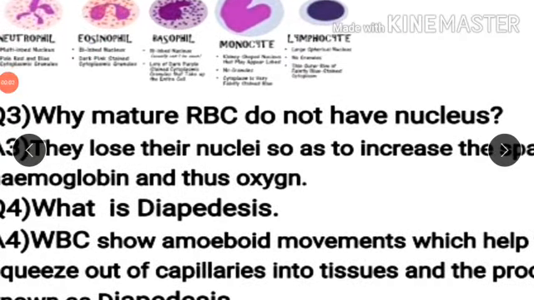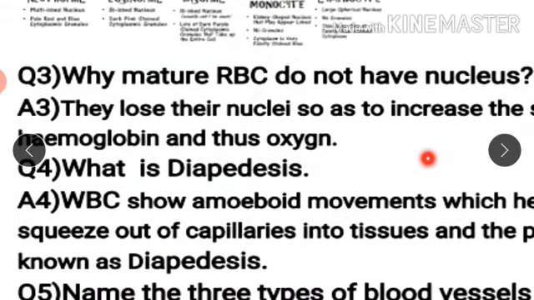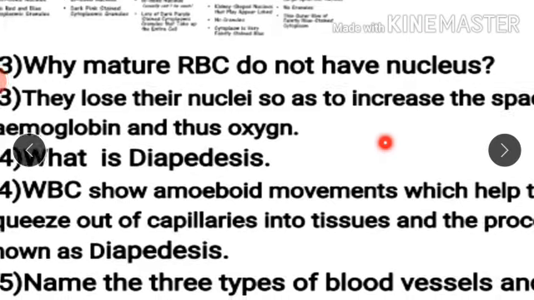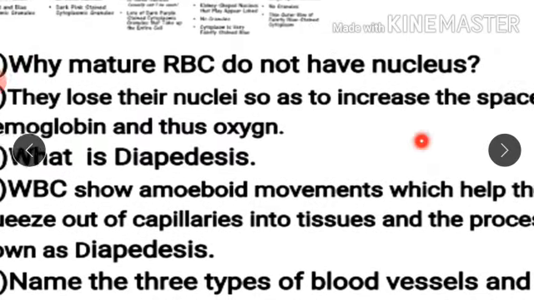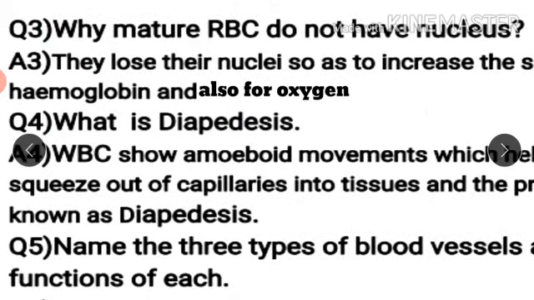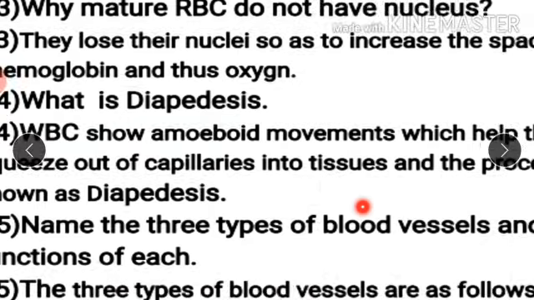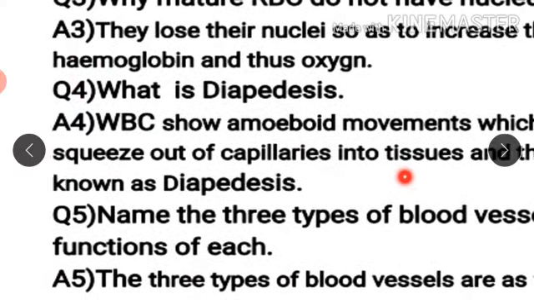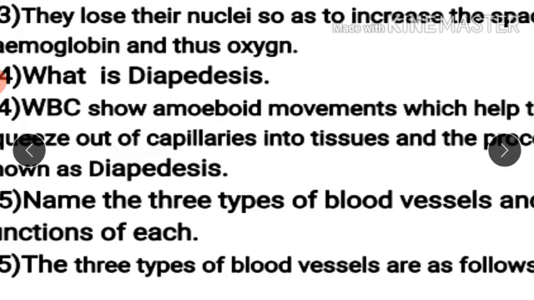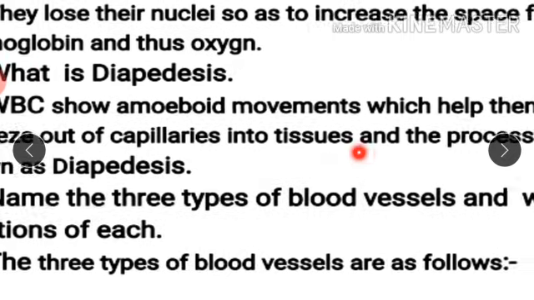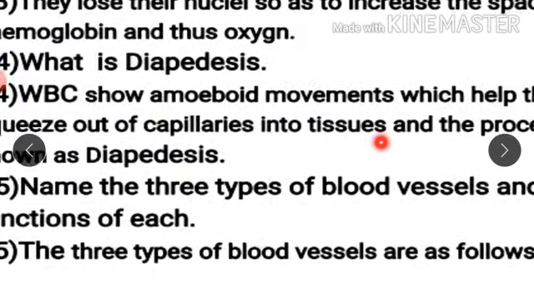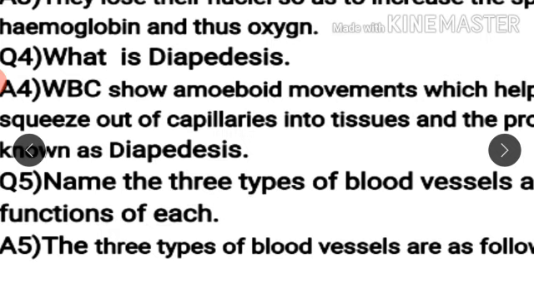Why do mature RBC not have a nucleus? The mature RBC do not have a nucleus so as to increase the space for hemoglobin and also for oxygen. What is diapedesis? WBC show amoeboid movements which help to squeeze out of capillaries into tissues, and the process is known as diapedesis.